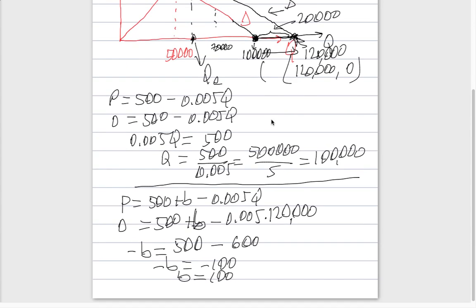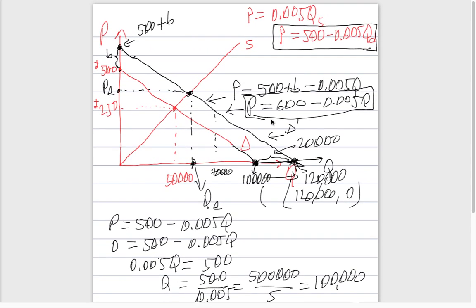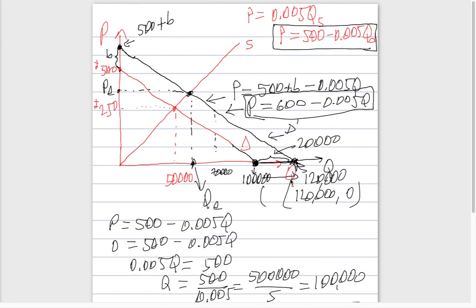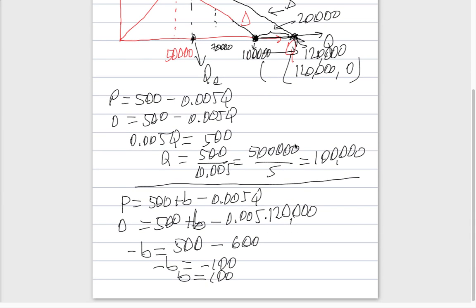Now if you go back, it says what's the new equilibrium price and equilibrium quantity in the market. In that case, it's a messy solution, we just have to equate the new demand function with the old supply function.